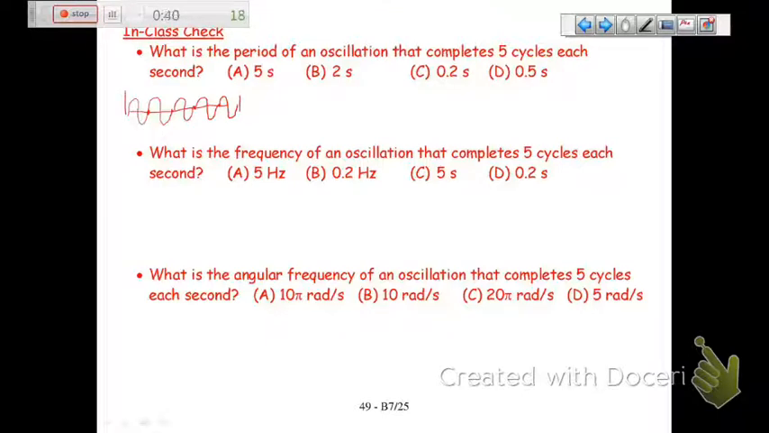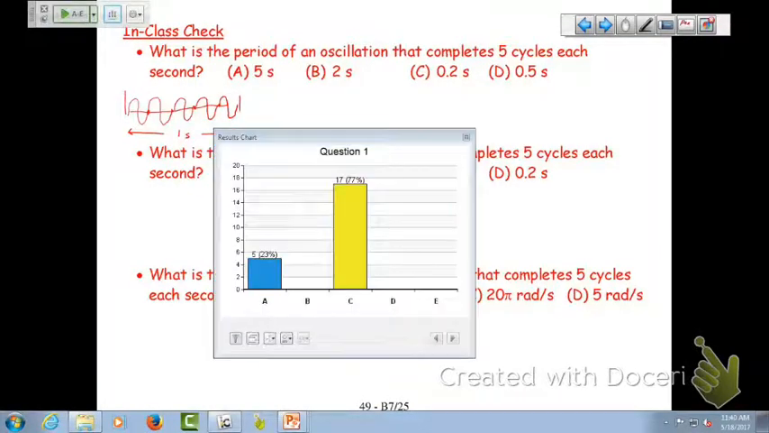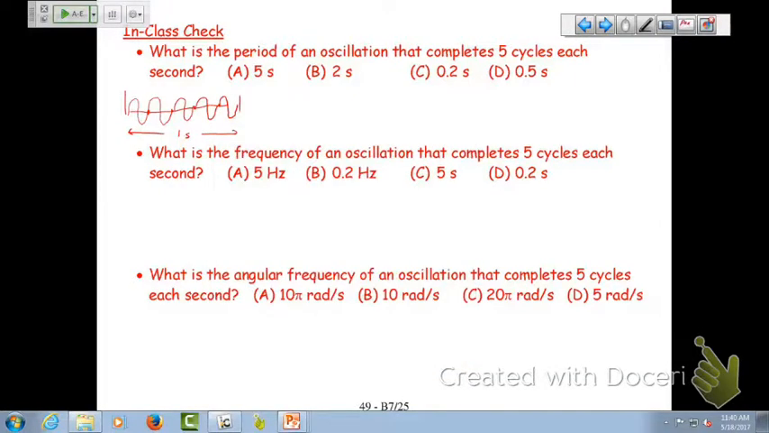Period. It's the time for... And that was 1 second. Give you a couple more seconds. I'll give you until 60, and then we'll stop. So let's look. Stop. Okay. Let's have a look. Most people saying C, some are saying A.